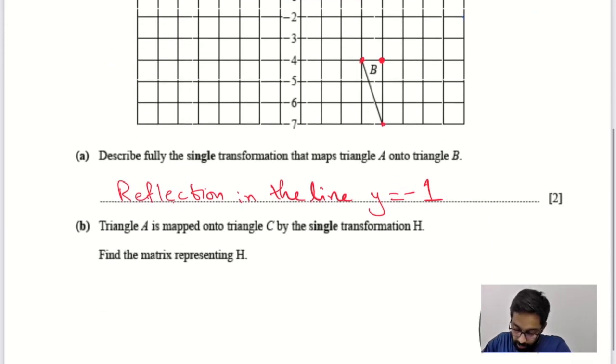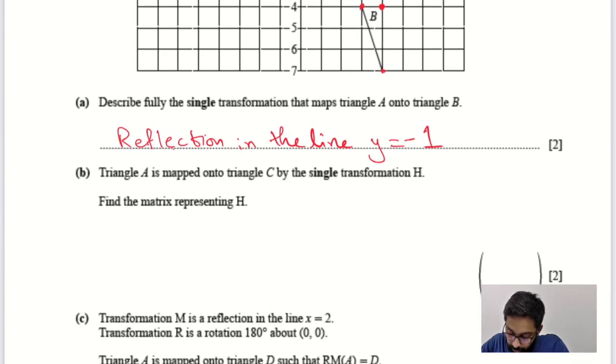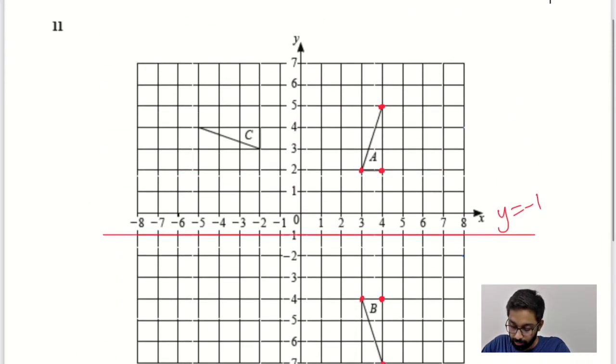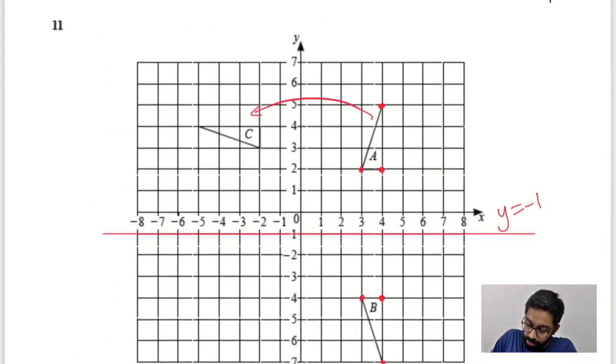Okay, let's move on. Triangle A is mapped onto triangle C by the single transformation H. Find the matrix representing H. Now A is being mapped onto C, which does not look like a reflection, neither does it look like a translation or an enlargement. So it can be a rotation.